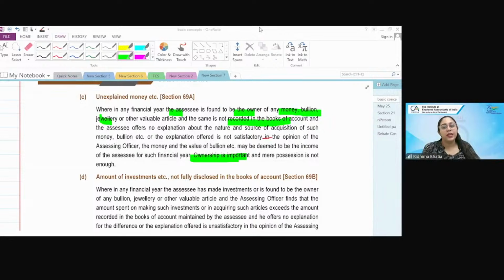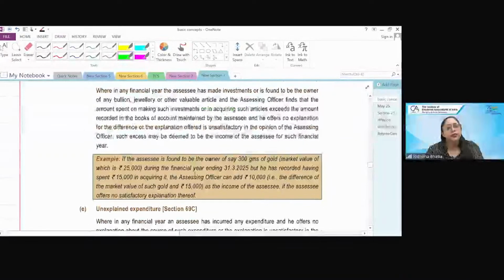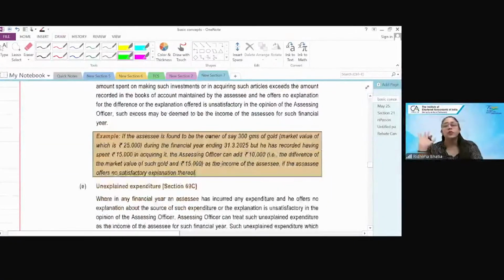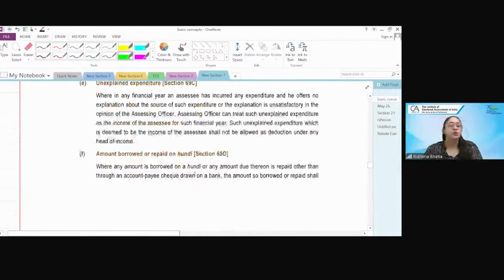Okay, now next we move on to unexplained expenditure. Then I'll come to the investment wala part. Unexplained expenditure means that you incurred an expenditure. Now most of the people think that we will show it as an expenditure in books of accounts, what is the issue? No, no, no, no, no.